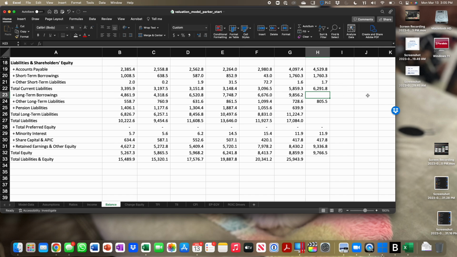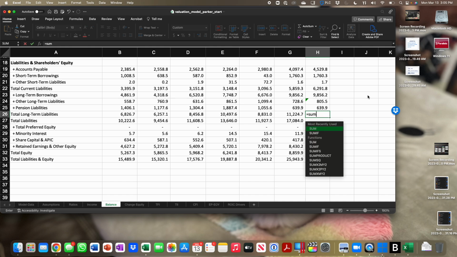I then go to my long-term debt, which is long-term borrowings, equals last year's long-term debt, because again, we're not changing the cap structure. And pension liabilities equal the previous year, because we're not changing the cap structure. We don't pay off the pension that we owe. We don't add to the pension that we owe. Okay? So if I sum those three, long-term borrowing, other long-term liabilities, and pension liabilities, those three are my long-term liabilities.